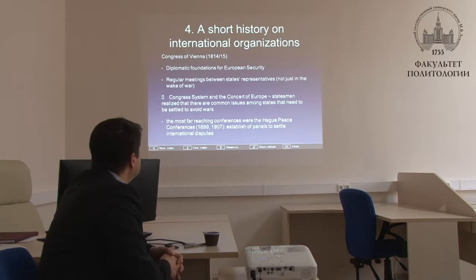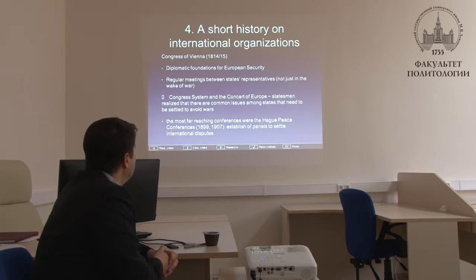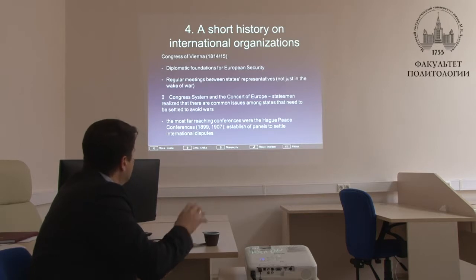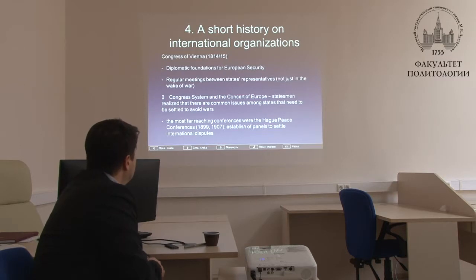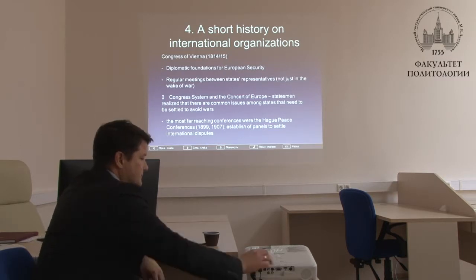And the most far-reaching conferences here were the Hague Peace Conference from 1899 and 1907. This idea was to establish there panels to settle international disputes. So it was basically the first idea of something like the United Nations or the League of Nations that happened in the Hague Peace Conferences.